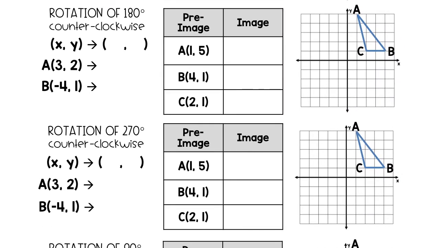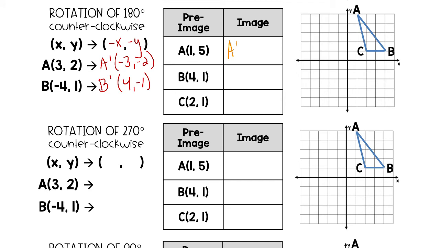If we want to rotate 180 degrees counterclockwise about the origin, X, Y will turn into negative X, negative Y. These stay the same order with opposite signs. So if we had point A at 3, 2, A prime would be negative 3, negative 2. B at negative 4, 1 would turn to B prime at 4, negative 1. Same order, opposite signs.